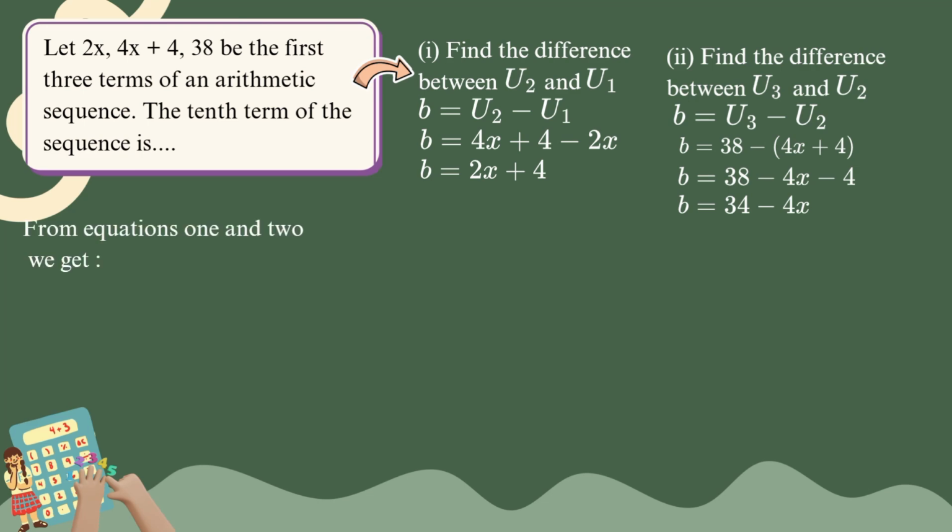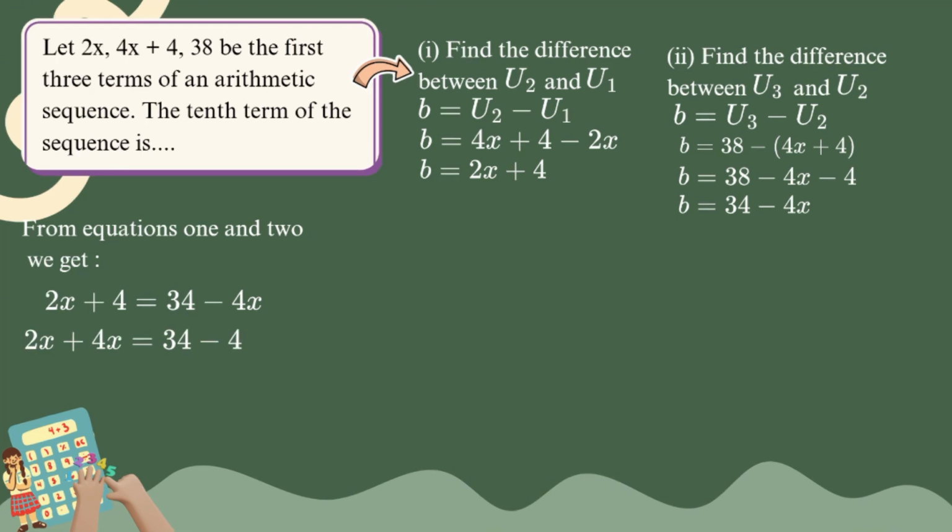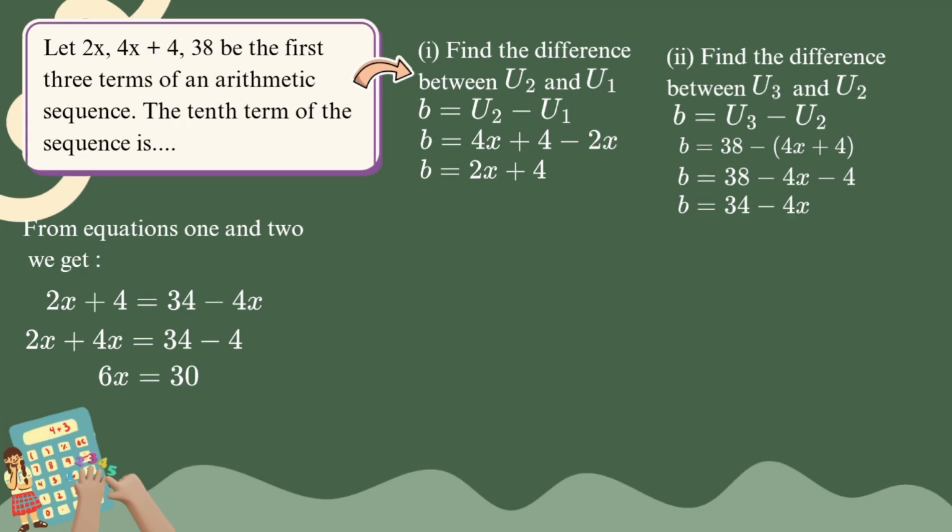The third step, from equation 1 and 2, we get 2x plus 4 equals 34 minus 5x. We move according to the type. 2x plus 5x equals 34 minus 4. So we get 7x equals 30. x equals 5.